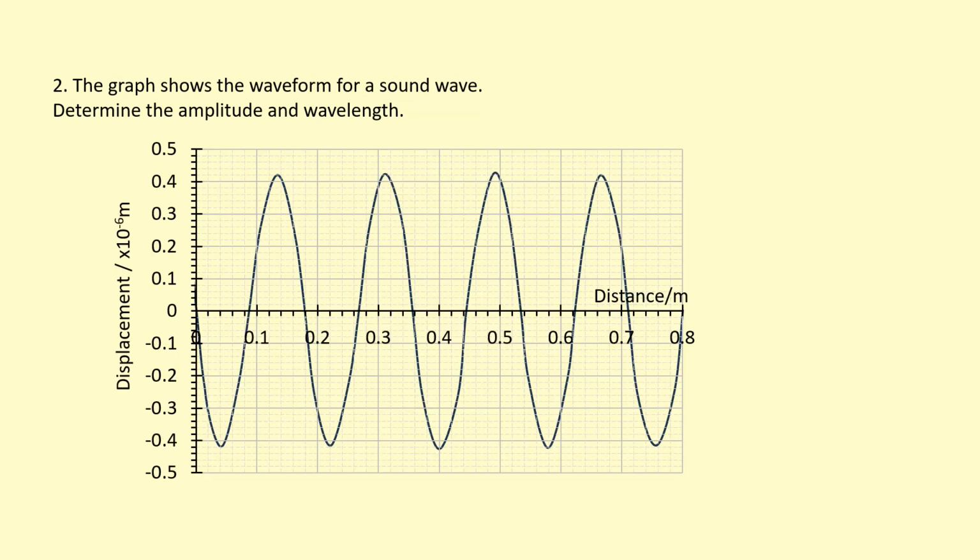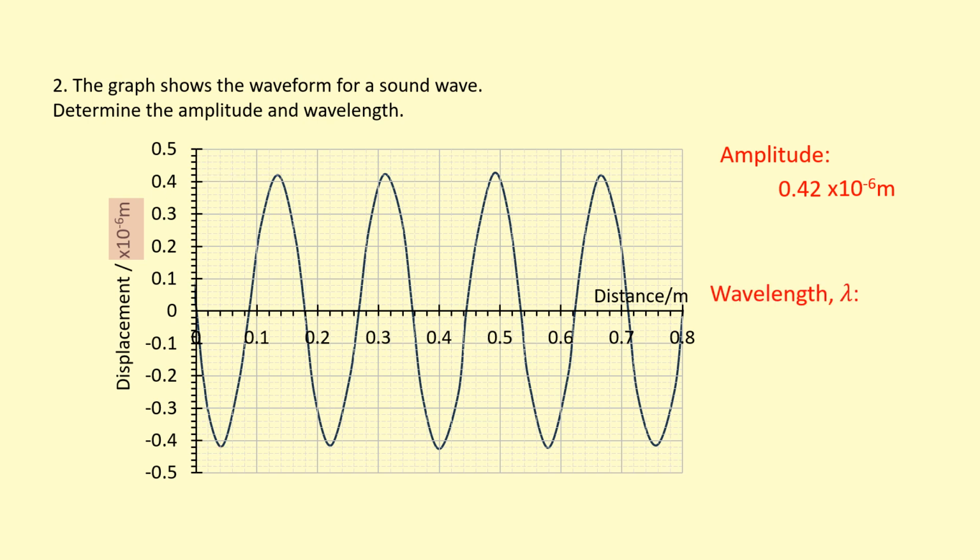Okay, example 2. Now we've got more waves, and again we're asked to calculate the amplitude and the wavelength. And the amplitude for this one is pretty straightforward because we've got the displacement and it's already been aligned with the graph there. So I would say the amplitude there is 0.42. However, you need to read the y-axis very carefully. It does say times 10 to the minus 6 meters. So I need to make sure I include that in my amplitude.